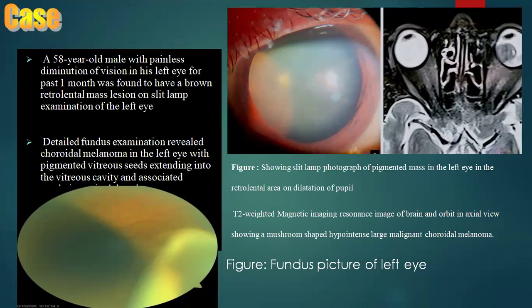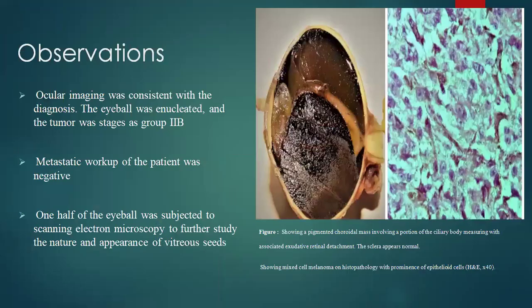This is again another case where FESEM was done, and we know that retinoblastoma seeding is very common, but not common for the choroidal melanoma. This is a 58-year-old male with painless dimness of vision in the left eye for 1 month, and a brownish retrolental mass was seen in the dilated slit lamp examination. MRI, etc., showed a ciliochoroidal melanoma.